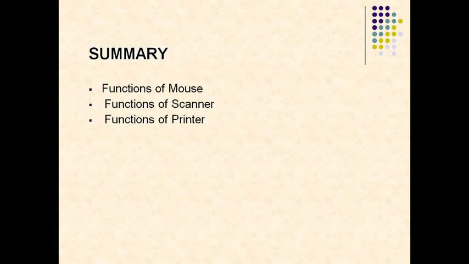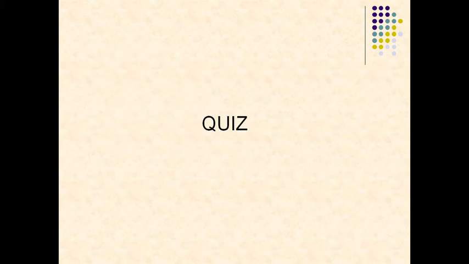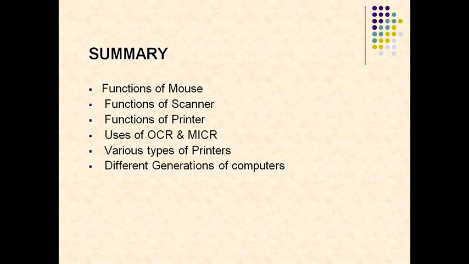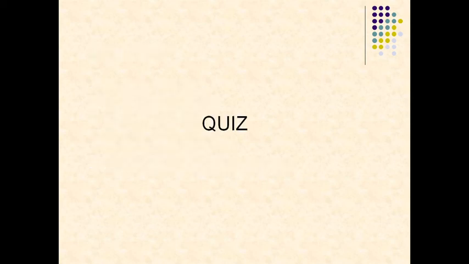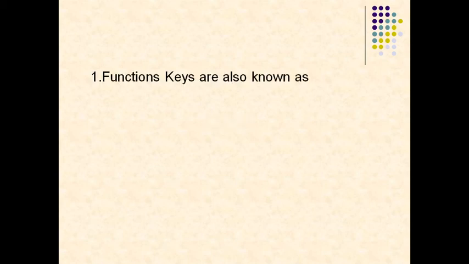So okay students, in today's class these are the topics we have discussed: functions of mouse, functions of scanner, functions of printer, use of OCR and MICR, various types of printers and different generations of computers. Now let us go to the quick quiz part. Let us see some questions.